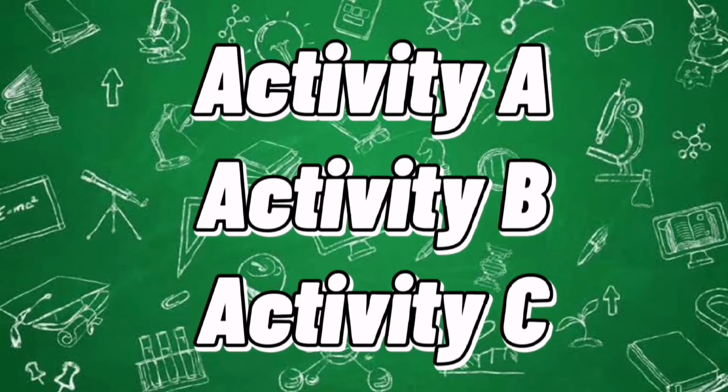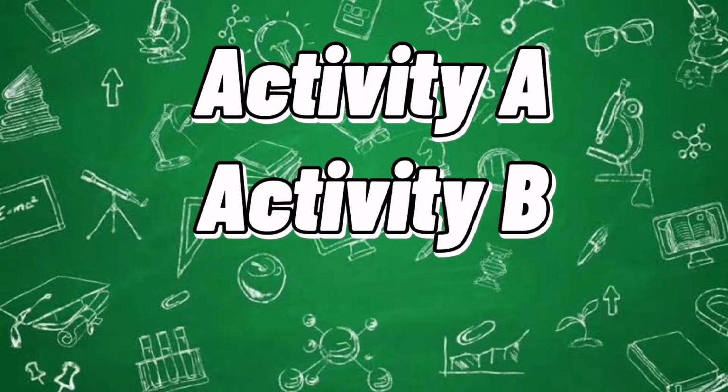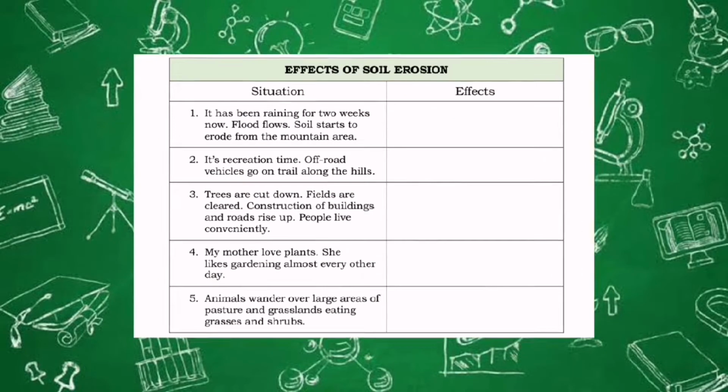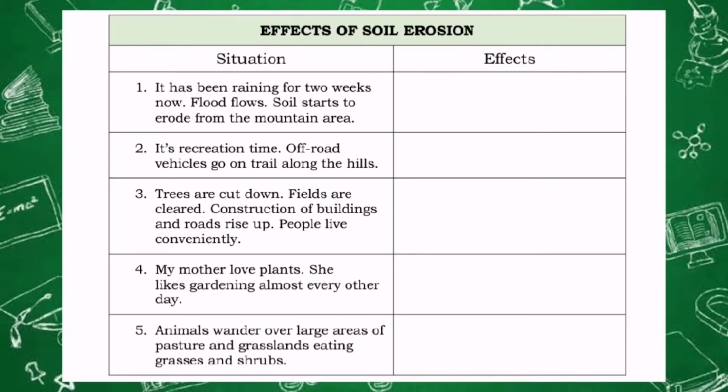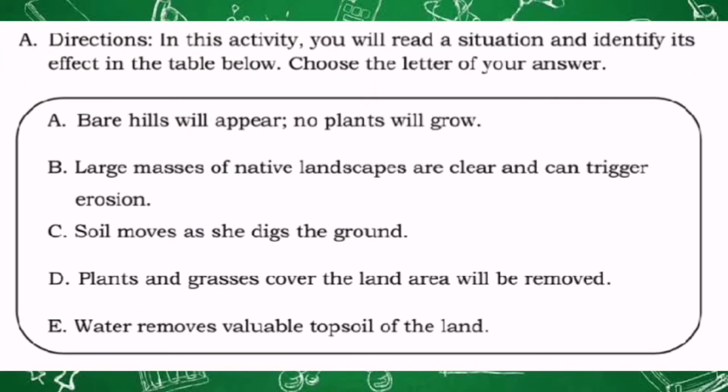Did you like the show, kids? Very good! Now this time, let us practice what we have learned. There are 3 different types of activity. You may just choose only one activity that you are comfortable of doing. For activity A, in this activity, you will read a situation and identify its effect in the table below. Choose only the letter of your answer.